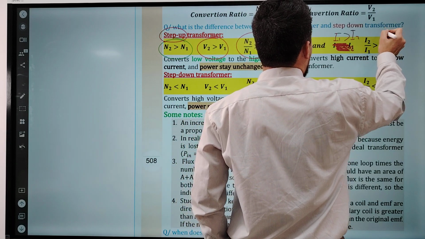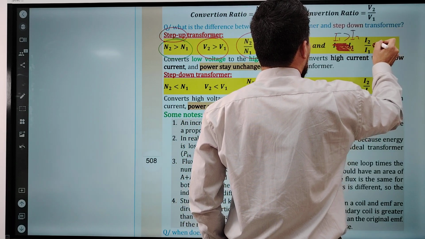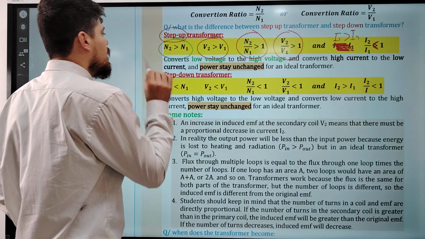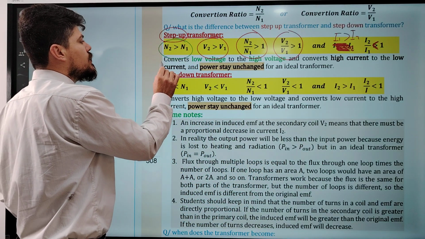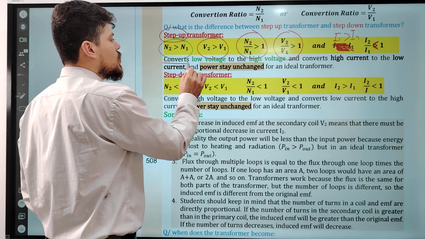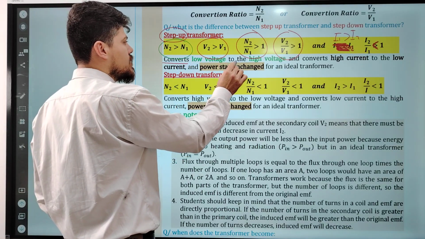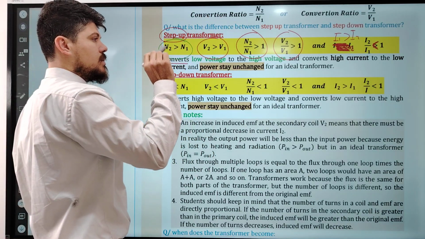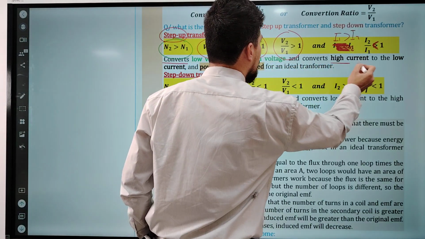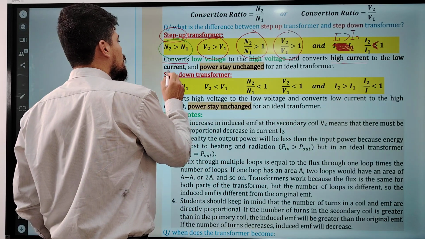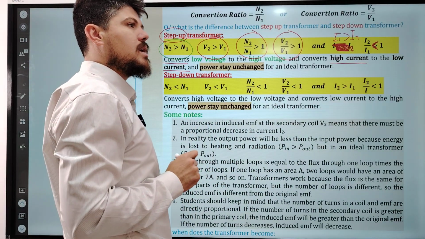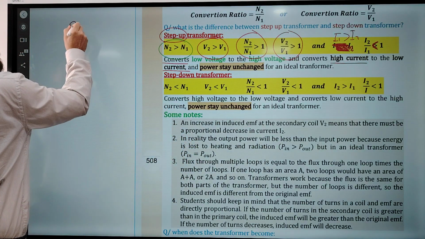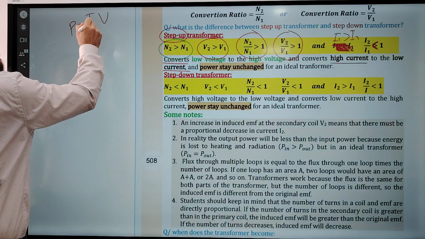So which means that I2 over I1 is less than 1. A step-up transformer converts what? Low potential difference to high potential difference, low voltage to high voltage, and converts high current to what? To low current, because the power is unchanged. That is why P is equal to IV.